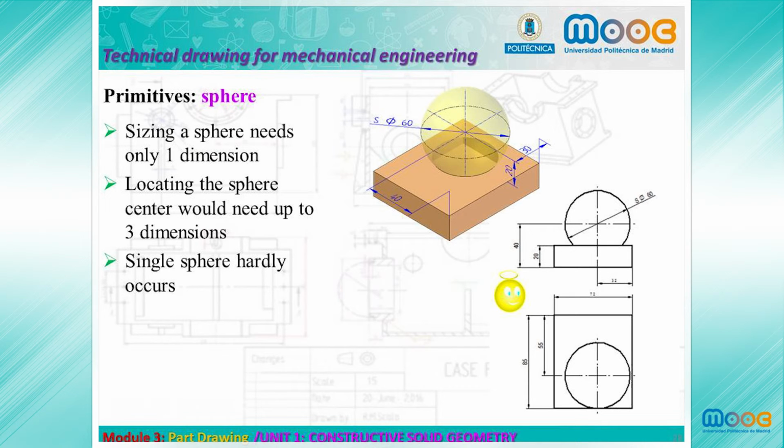A sphere. Sizing a sphere needs only one dimension. Its location will need up to 3 dimensions. There is no sense in angular locations. To find a single sphere hardly occurs.